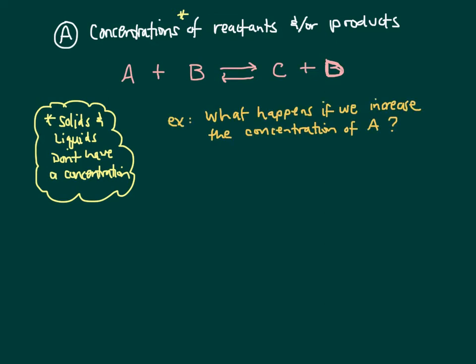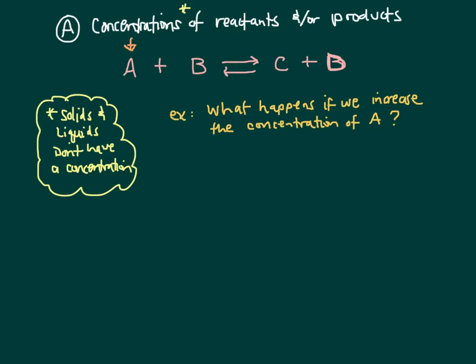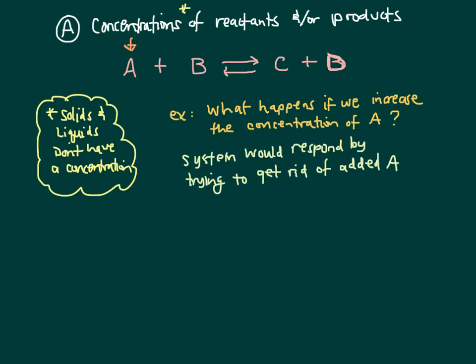So let's do an example. Let's say that we wanted to increase the concentration of A. So we're adding some A to our system. How is that going to affect our system, or how's the system going to respond to that? The system would respond by trying to get rid of that added A. And the only way it's going to be able to do that is to use it up. And the only equation that uses A is the forward reaction. So the forward reaction would actually speed up and use up that extra A.